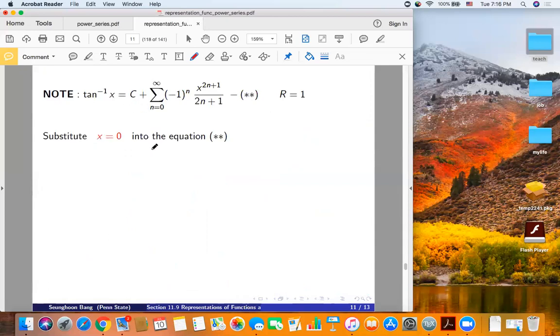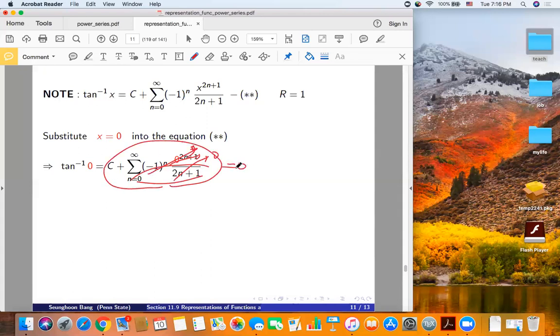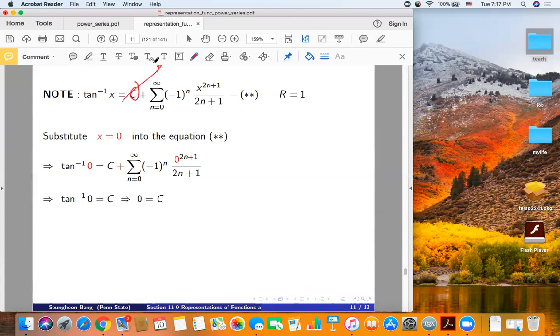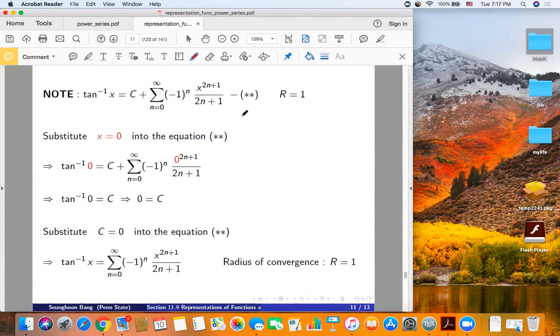How can we find c? You substitute x equal to 0 into the second equation. The inverse tangent of 0 equals c plus summation n equal to 0 to infinity of negative 1 to the n times 0 to the 2n plus 1. The 0 to the 2n plus 1 is 0. Negative 1 to the n times 0 is 0. The summation of 0 is also 0. So what happens? Inverse tangent of 0 is just c. What's the inverse tangent of 0? Yeah, this is 0. So we have 0 equal to c. You plug 0 in here, this is gone. The inverse tangent of x is exactly the summation. So we have it. It's good.